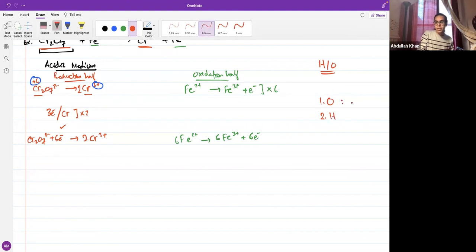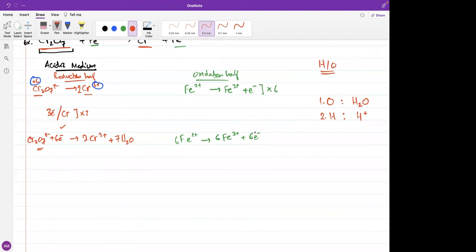You balance oxygens by adding water. You balance hydrogens by adding H plus. Great. Left-hand side, I've got 7 oxygens, none on the right-hand side. So I'm going to add 7 water molecules, 1 oxygen per water, right? So if you need 7 oxygens, you'd add 7 water molecules. Excellent. There's no oxygen business happening in here for the oxidation half, so I'm going to leave this alone, the green side.